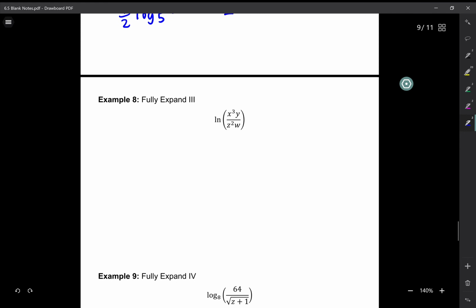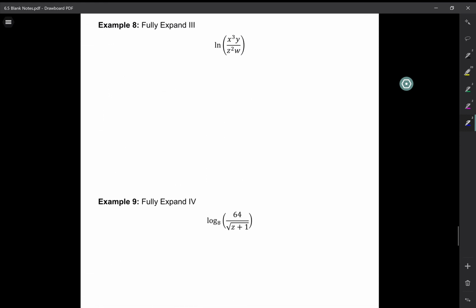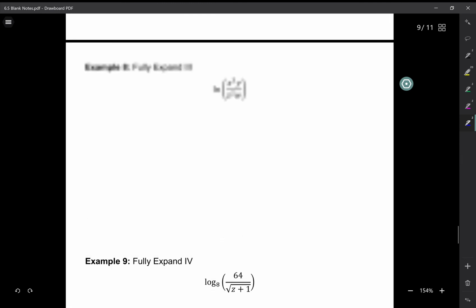All right, 2 more to try, I think. Yep, 2 more to try. Why don't you guys give these 2 a try, and then I'll come back. Just do 8 for now. Do 8, and we'll do that one together, and then we'll do 9.